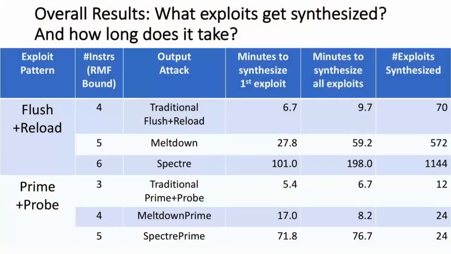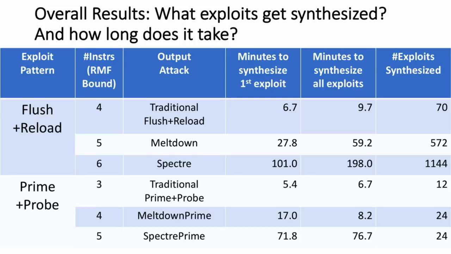So the top part of this table are the flush and reload patterns. The bottom part of this table are prime and probe. It's the exploit pattern. The number of instructions that we placed as a bound in the relational model finding, because that does affect the execution time of all these tools. But what you can see is that with relatively small instruction counts, you can generate pretty real exploits, such as Spectre, Meltdown, and the new variants.